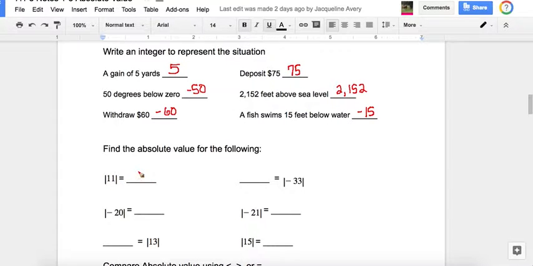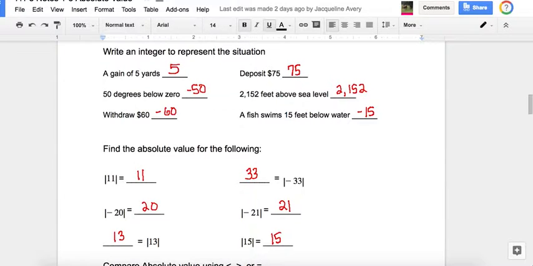So absolute value of 11 is 11. Absolute value of negative 20 is 20. Absolute value of 13 is 13. So this one's just written backwards, but it's the same thing. Always look for the absolute value. And the answer should always be positive. Absolute value of negative 33 is 33. Absolute value of negative 21 is 21. And the absolute value of 15 is 15. And all of these are positive because that's how far it is away from 0, and distance is always positive.